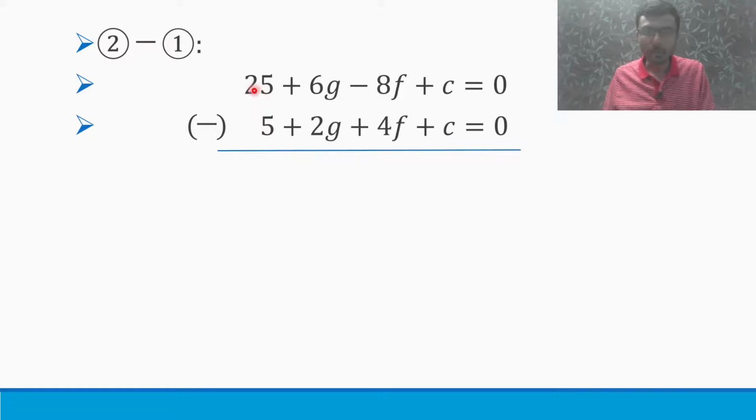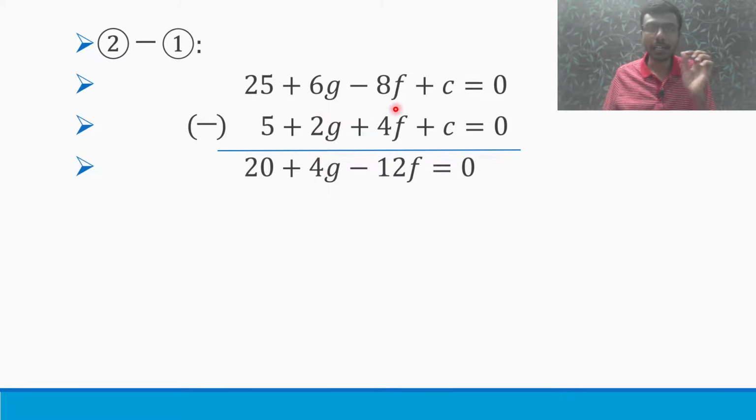Now 25 minus 5 is 20, and 6g minus 2g is 4g, and minus 8f minus 4f, listen carefully. Don't get confused by the sign that is here; it will get changed. You will have to pay attention here. Minus 8f minus 4f is minus 12f, because minus 8 minus 4 is minus 12, and c and minus c get cancelled. 0 minus 0 will be 0. If you could get this right, many of the things will be easy.